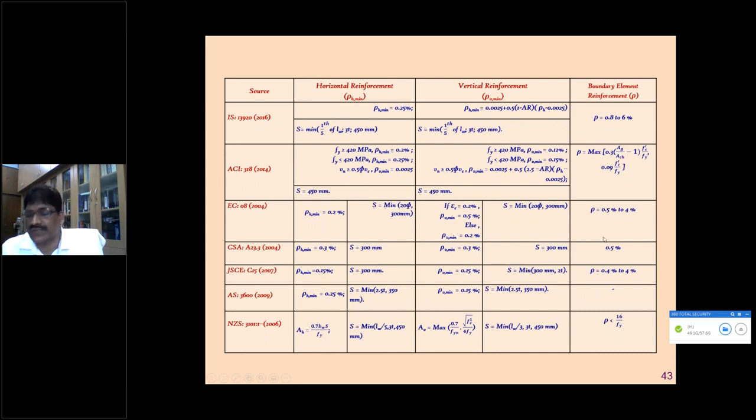Page 42 is for the shear walls, 43 is for the boundary elements. This is related to the boundary element: what is the horizontal reinforcement, what is the vertical. 43 is for the boundary element, 42 is for the shear wall. Okay, sir. Thank you, sir.